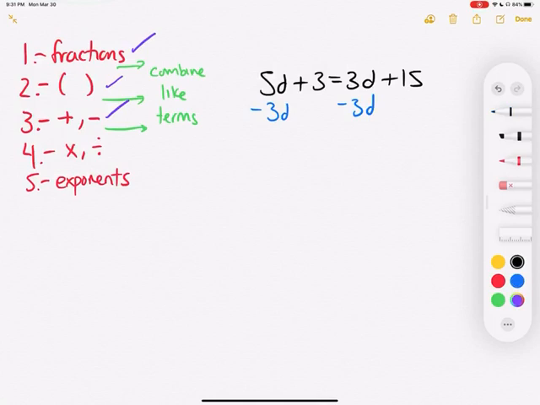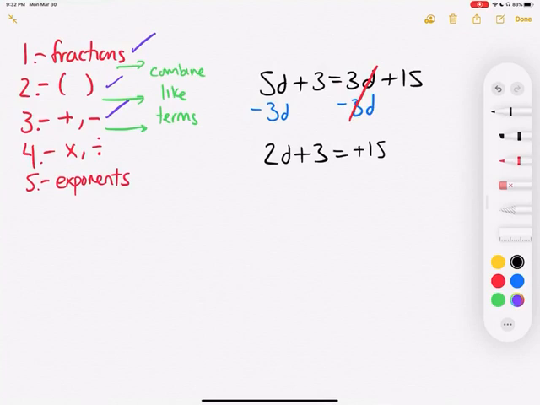Okay, so then I'm going to combine like terms at this point. On the left side of the equation, I can combine 5d and negative 3d. So 5d minus 3d, that should leave me 2d. Then I also have a positive 3 on the left side. On the right side, can you see that this 3d and this negative 3d cancel out? This is the whole point of me subtracting 3d from both sides. So they cancel out, and all I have left is a positive 15.